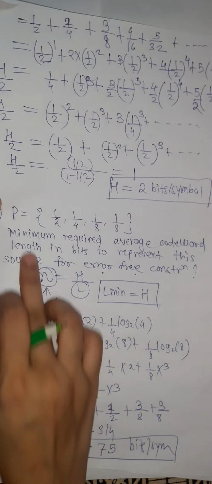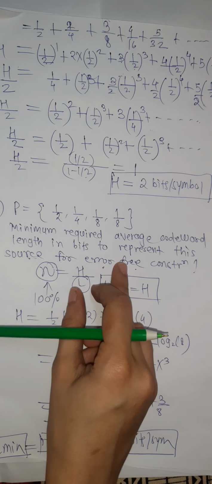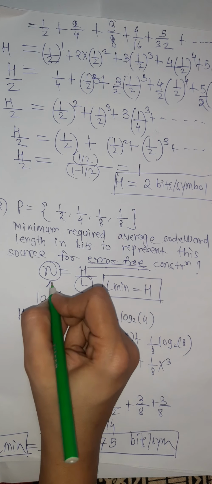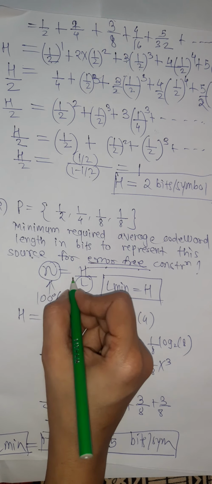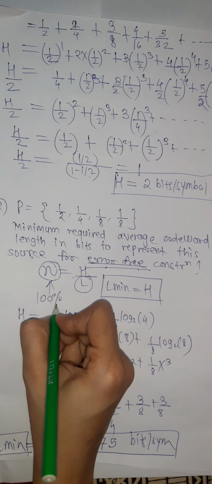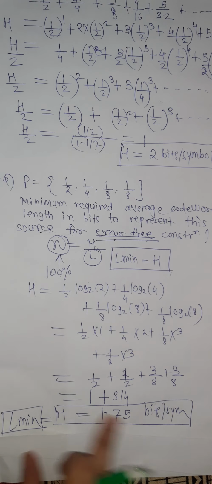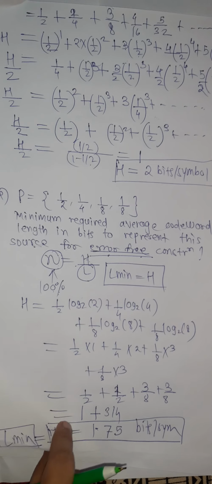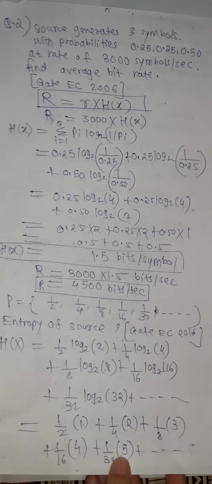The next question is the minimum required average code word length in bits to represent the source for error-free construction. Here, for error-free construction, our efficiency is maximum, that is 100%, and efficiency is equal to entropy divided by length. But when efficiency is 100%, entropy is equal to length. So just find the entropy. It is 1.75 bits per symbol. So these are some questions asked in the GATE exam for 2 marks, directly using these formulas.